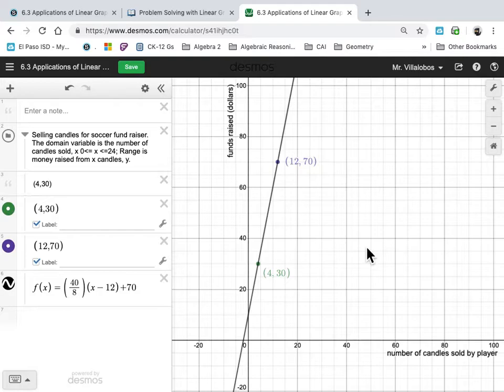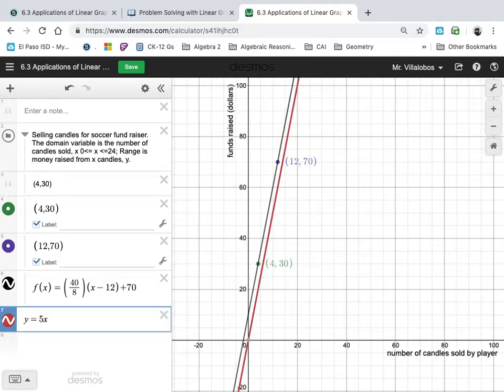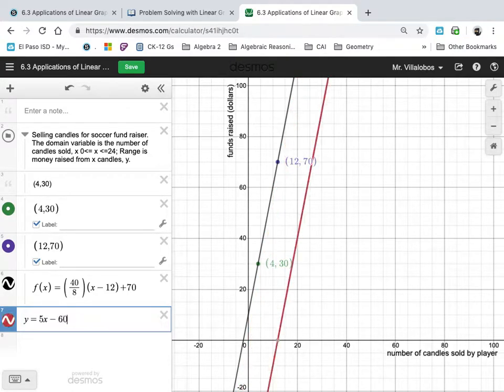This is supposed to apply linear graphs. So what's 40 divided by 8? That's y equals 5x. And then you have to multiply 5 times 12. That's minus 60 plus 70. So that means that matches. So 70 minus 60 is plus 10. So according to this model, I have a y-intercept of 0, 10. What does that mean? The number of candles sold by player. I have to put in $10 if I don't sell my candles. Okay? They're going to charge me $10 for the candles.